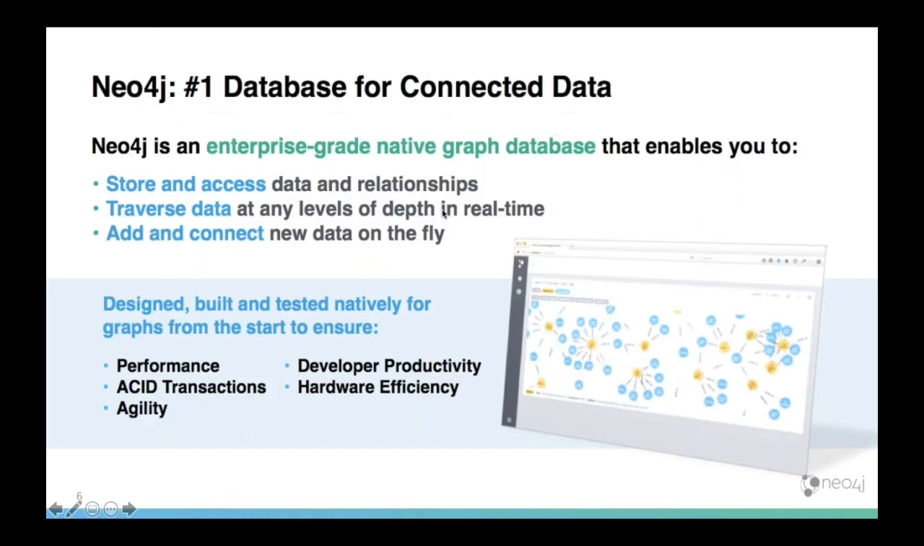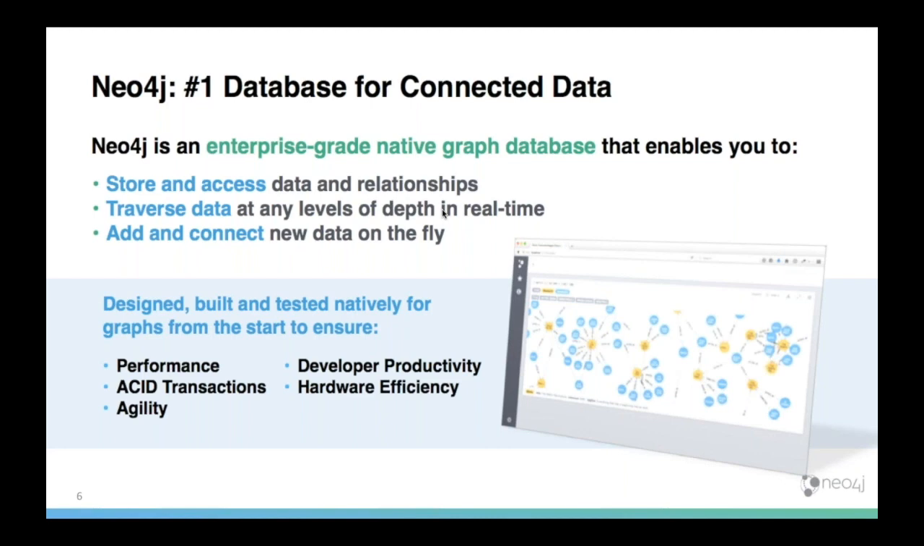So Neo4j, who are we? We are the #1 database for connected data. We've been around for quite a while, kind of created this database genre, really. We're also #1 in terms of production installs, customer base, overall user base. So Neo4j is an enterprise-grade native graph database, which means we're designed explicitly for graphs.